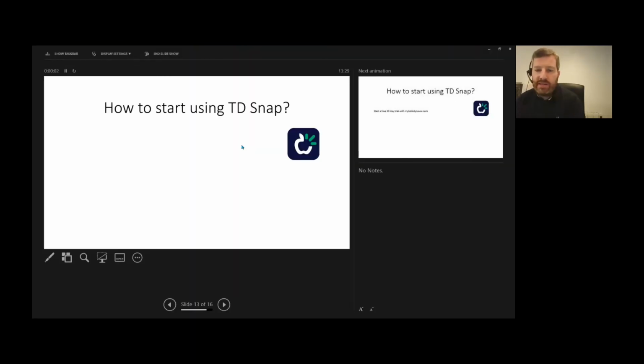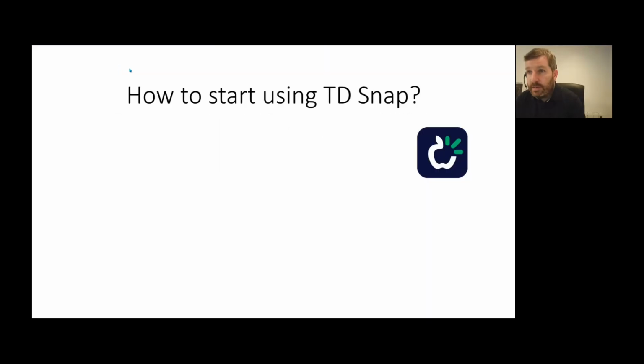So how do you get started? You're looking at the wrong way, so I'll swap. So now, how do you get started using TD Snap? For those wondering where you get it, it's available on iPads or Windows devices. The first thing you can do is go on mytobydynavox.com, where you can start a 30-day free trial. You can start it on your iPad or on your computer.